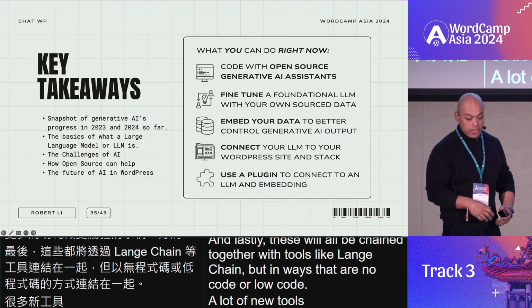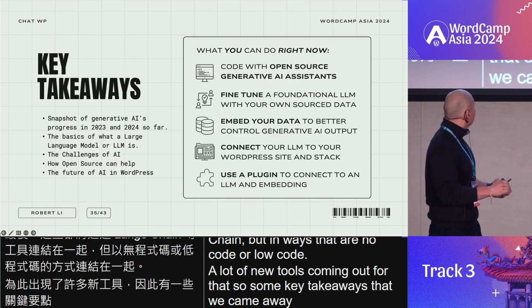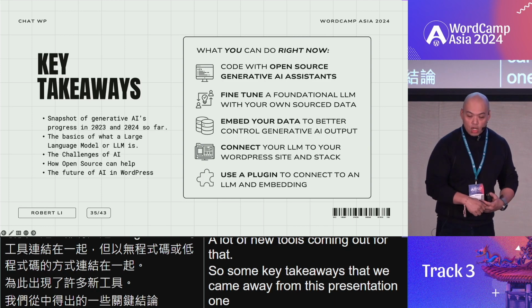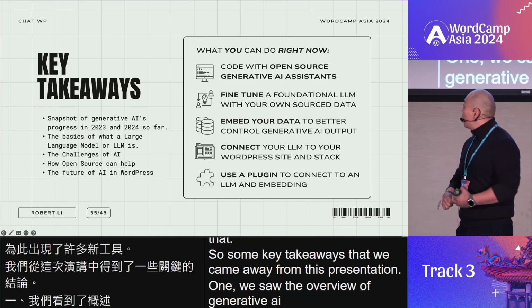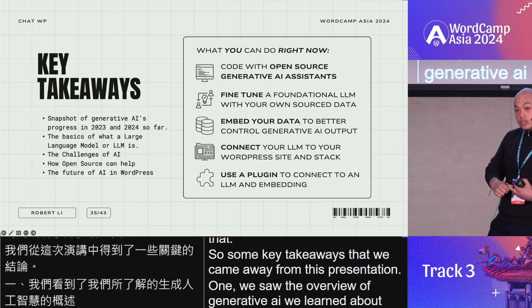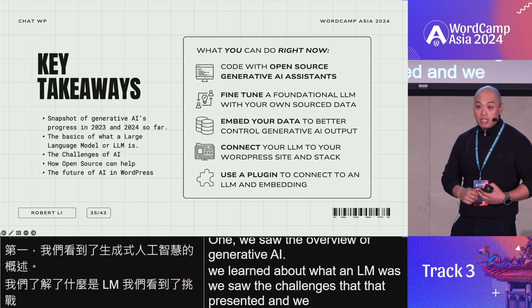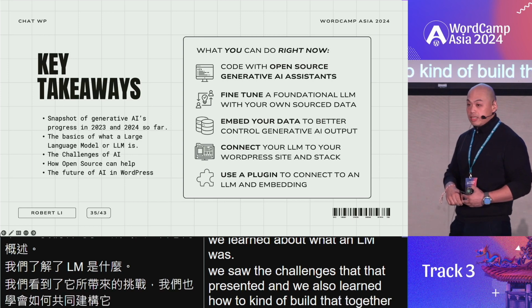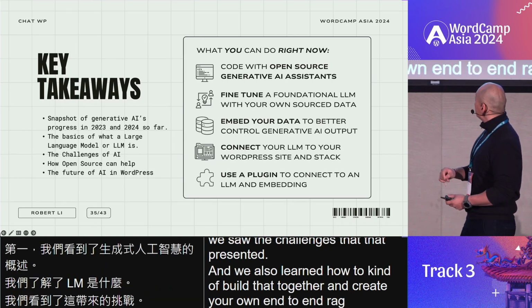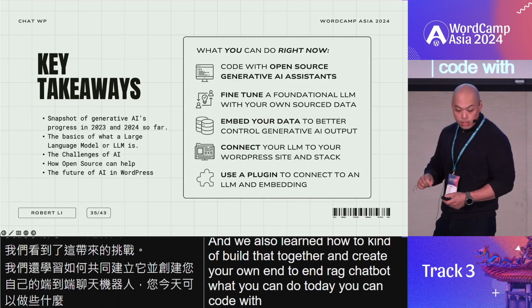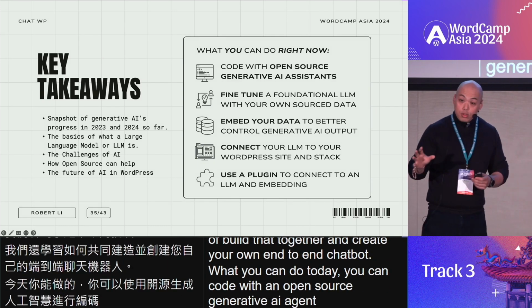So some key takeaways that we came away from this presentation. One, we saw the overview of generative AI. We learned about what an LLM was. We saw the challenges that presented, and we also learned how to build that together and create your own end-to-end RAG chatbot. What you can do today, you can code with an open source generative AI agent. You can fine-tune your own model, right?